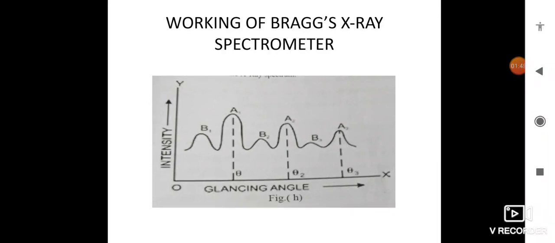If d is the Bragg spacing of the crystal used, then for the nth order Bragg reflection, Bragg's law condition is n lambda equals 2d sin theta.